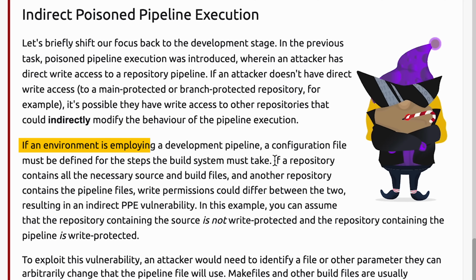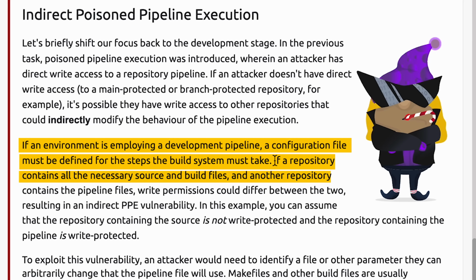If an environment is employing a development pipeline, a configuration file must be defined for the steps the build system must take. If a repository contains all the necessary source and build files and another repository contains the pipeline files, write permissions could differ between the two, resulting in an indirect poison pipeline execution vulnerability. So given that you might have two different repositories, the source is not write protected and the repository containing the pipeline is write protected. If that doesn't make any sense quite yet, we'll look at that in a bit.